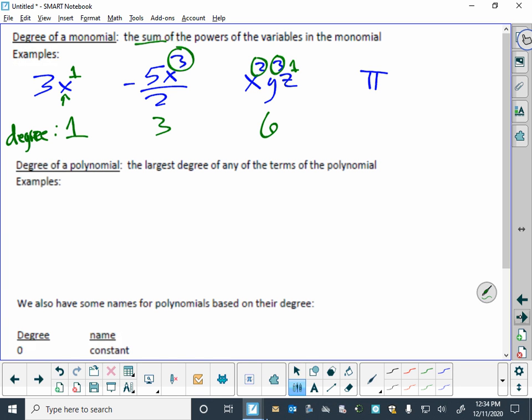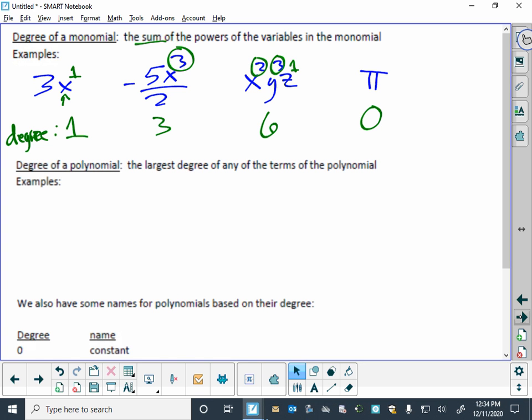And this one doesn't have a variable, which could be interpreted as it has a variable, but it's to the 0 power, because anything to the 0 power is 1. Or we could say it has 0 variables in it, so this has degree 0. And that's what's meant by degree of a monomial.